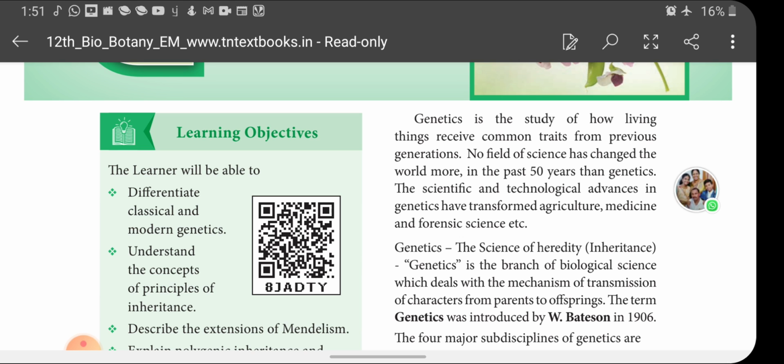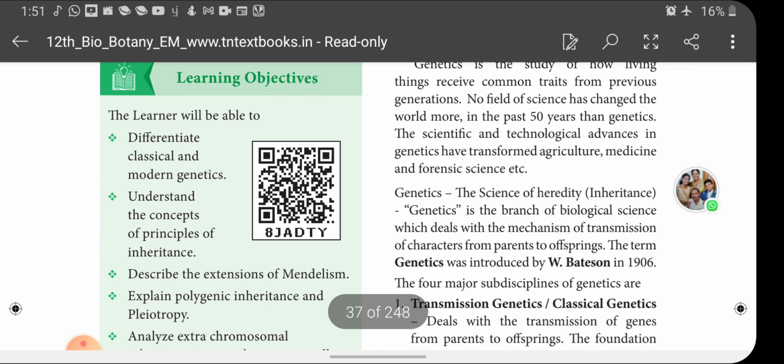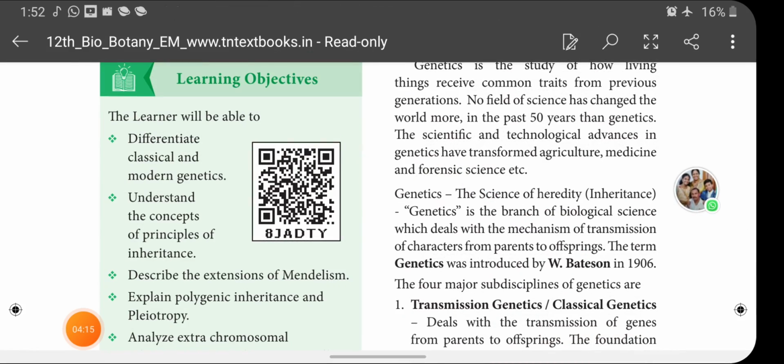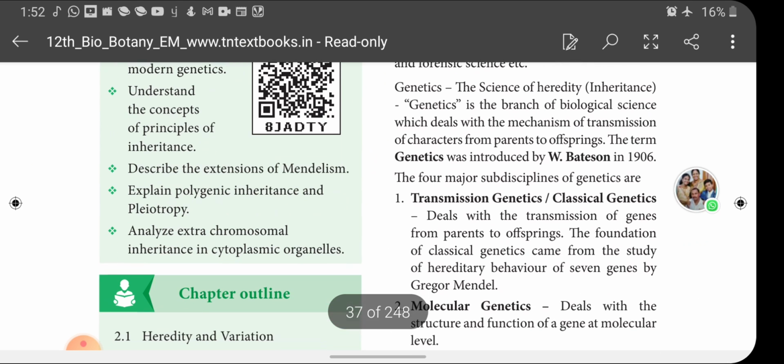Genetics is the study of how living things receive common traits from the previous generation. No field of science has changed the world more in the past 50 years than genetics. So we know very well that genetics is a blooming field of science nowadays. The scientific and technological advances in genetics have transformed agriculture, medicine, and forensic science, etc. What is genetics? The science of heredity, that is inheritance. Genetics is the branch of biological science which deals with the mechanism of transmission of characters from parents to offspring.